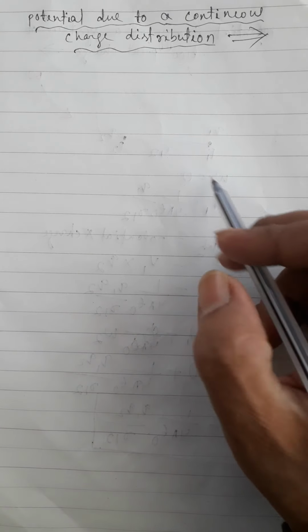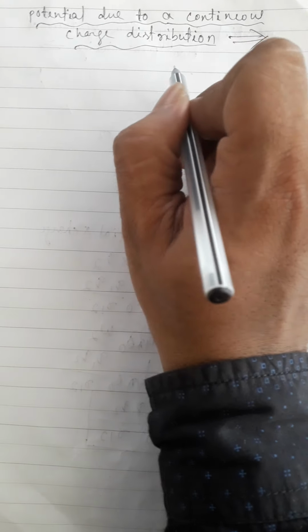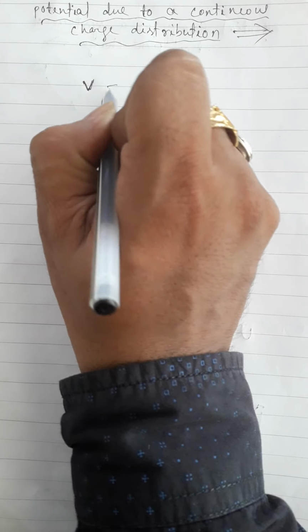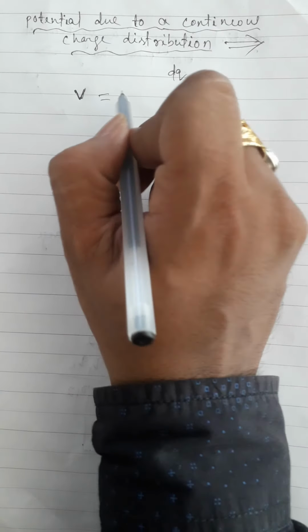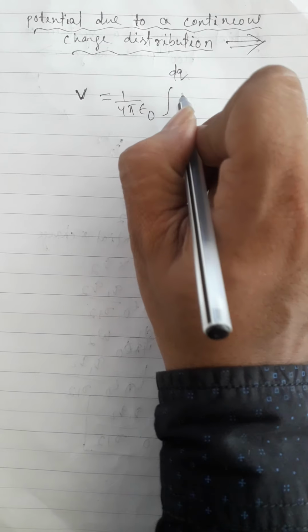Now we will discuss potential due to a continuous charge distribution. Charge is distributed on bodies consisting of a large number of closely packed charges, each of magnitude dq, and if we integrate them, then the total charge will be found. So the electric potential at any observation point P due to a continuous charge distribution is 1 by 4 pi epsilon r, integration of dq divided by r.